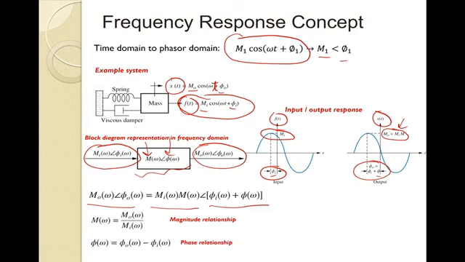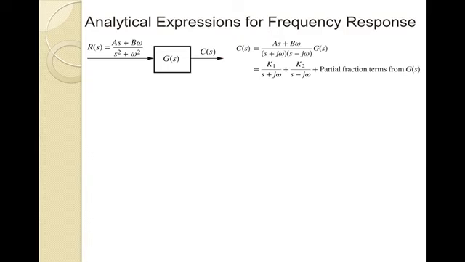And again, what we saw on the curve here is that the magnitude relationship of the transfer function is really the output over the input magnitude, and the phase characteristic of the transfer function, the plant if you will, is the difference, the output minus the input, in terms of the phase. Okay? Now what we want to do is switch and look at some analytical expressions for the frequency response.